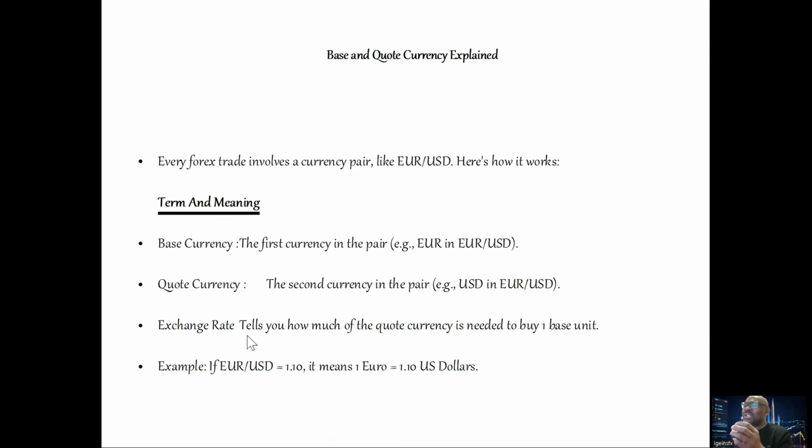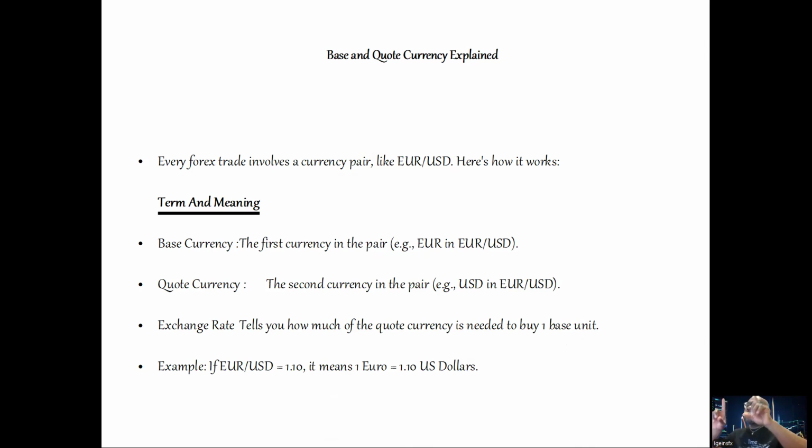Now, the exchange rate tells you how much of the quote currency is needed to buy one base currency. Just like I've explained to us, if I have euro and I move to Aboki, where I want to exchange, I want to change my own currency to another currency.